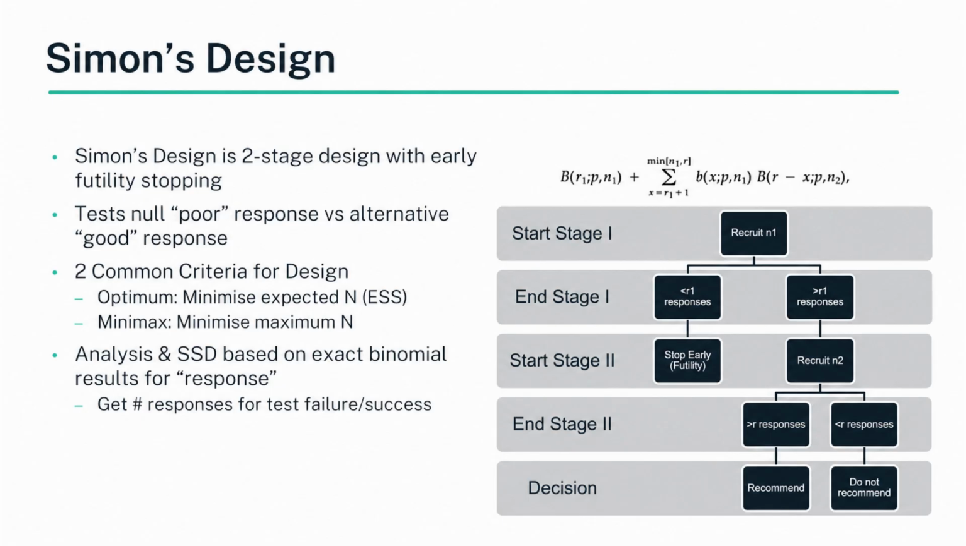Okay, and so just to very quickly point out that one of the main benefits of Simon's type design over other phase 2A proportion endpoint designs is that it utilizes the exact binomial distribution for the response proportion rather than using a normal approximation, for example. And that just means that it's extremely accurate, although it is quite computationally intensive, as we will see later.